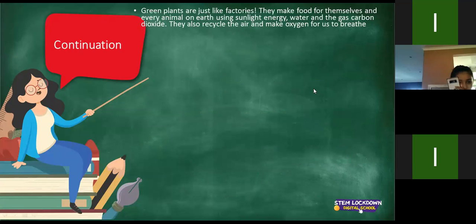All right, now green plants are just like factories. They make food for themselves and every animal on earth using sunlight, energy, water, and gas. They also recycle the air and make the oxygen for us to breathe. Now, there are very important requirements for photosynthesis. What do you think those requirements are? For photosynthesis to happen, what exactly are the requirements? What do you think they are?